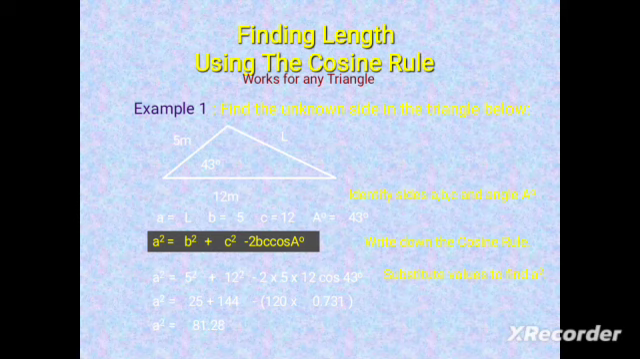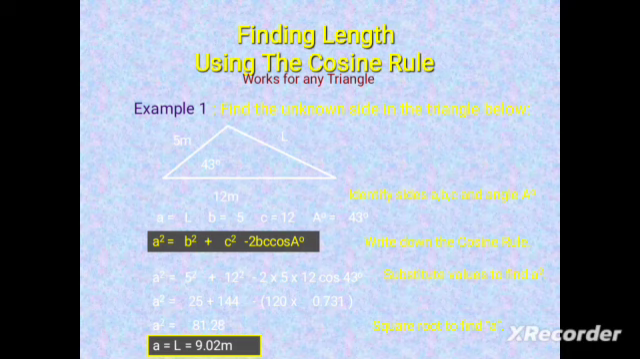And now you work out everything, you get a squared is equal to 81.28. So to find a, of course, we are going to get the square root of both sides. So that means we will get a to be 9.02 meter. And this means that the unknown side, which was L, is 9.02 meter. And that is the solution of that triangle.